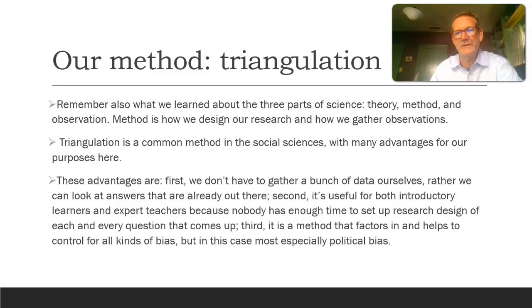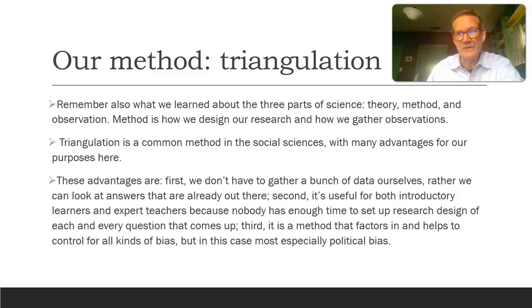So the method we're going to learn is called triangulation. But let's continue with a little more science first, and then I'll explain triangulation. Remember also we learned about the three parts of science: theory, method, and observation. And method is how we gather our observations, okay? So triangulation is a common method in the social sciences. It's used other places as well, by the way, but it's very common in the social sciences, and it has many advantages for our purposes here.